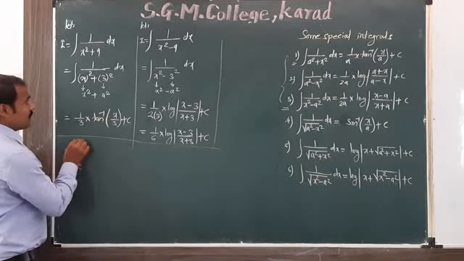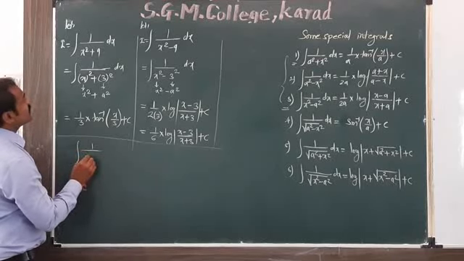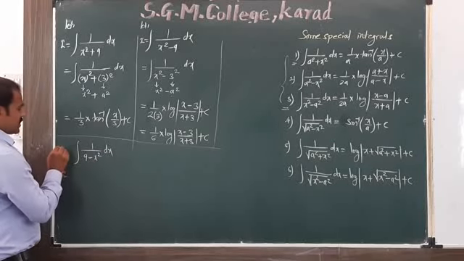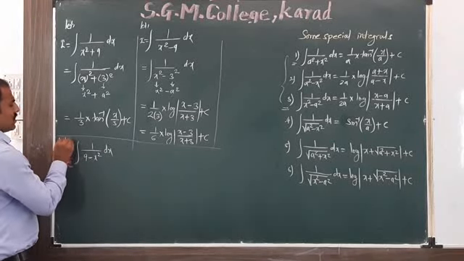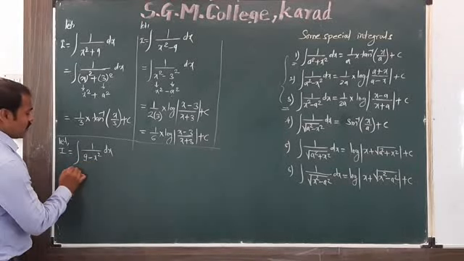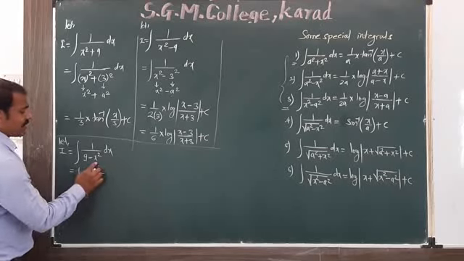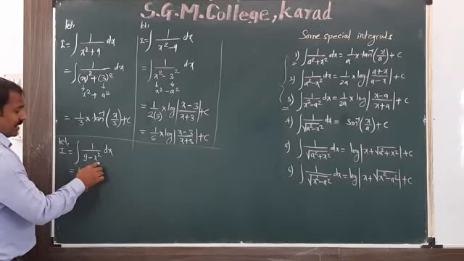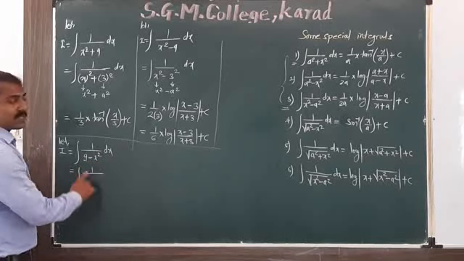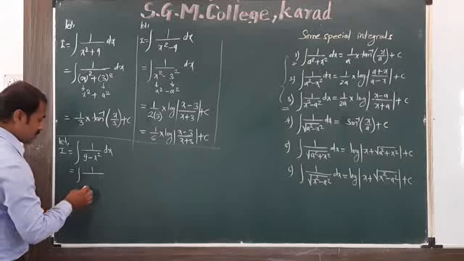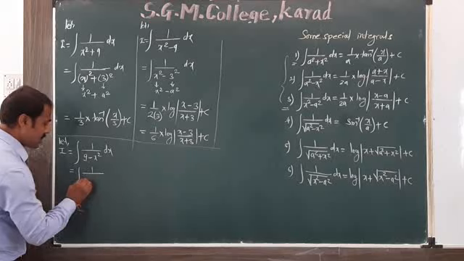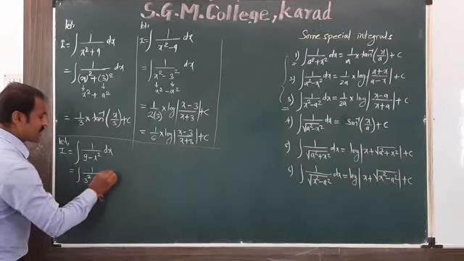Evaluate integration 1 upon 9 minus x square dx. First, it is an example on integration. So denote that integration by I. We know that 9 is the square of 3. Here in the numerator there is a 1 and in the denominator there is one variable square. Write the other term as a constant square. So 3 square is 9, so 9 can be written as 3 square minus x square dx.